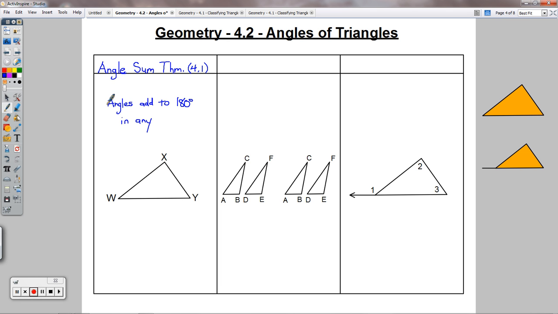So technically I would want to say the measures of the angles add to 180 degrees in any triangle, but I'm trying to give you a short and concise way to think about it. If you want to see the more formal way to state that theorem, please check out your book. In this example, I would say the measure of angle W plus the measure of angle X plus the measure of angle Y, the sum of those three angles, would have to be 180 degrees.